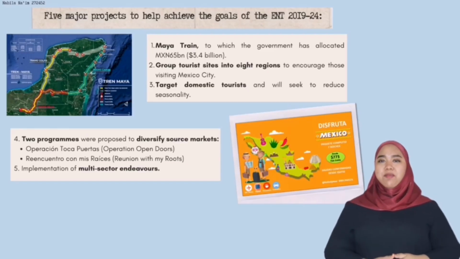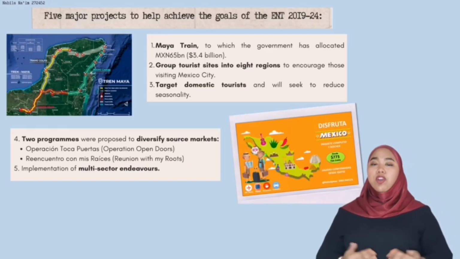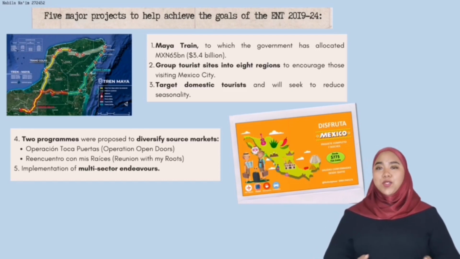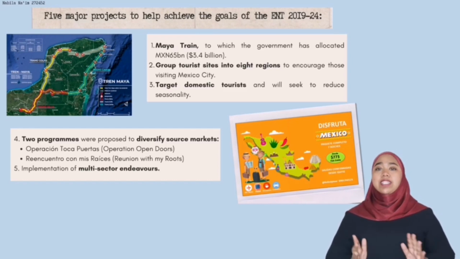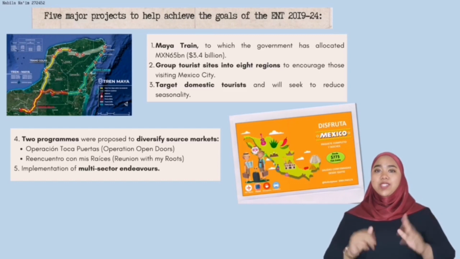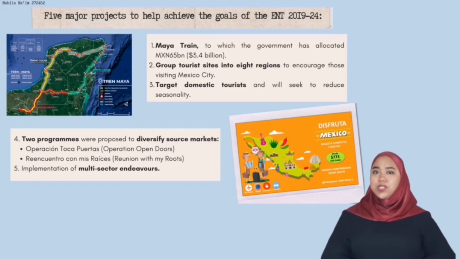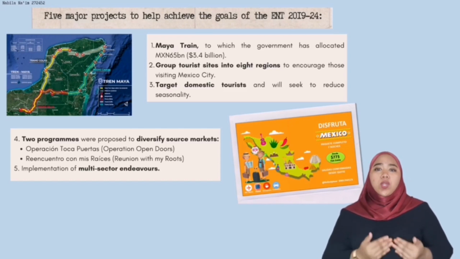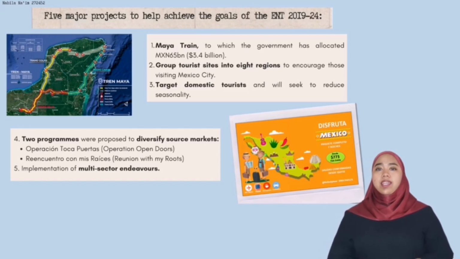While these are 5 major projects to help achieve the goal of ENT 2019-2024, the first will be the Maya Train, to which the government has allocated 65 billion Mexican pesos. The second will be the grouping of destinations into 8 regions to encourage those visiting Mexico City, for instance, to explore other destinations nearby.